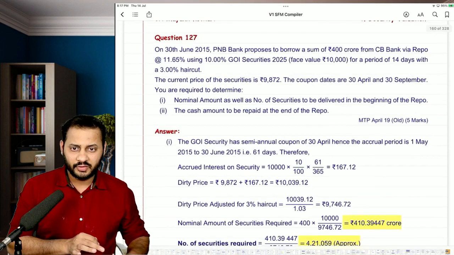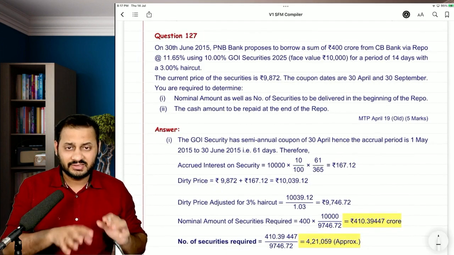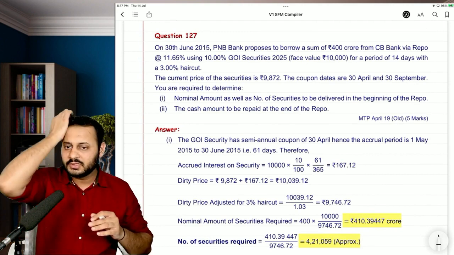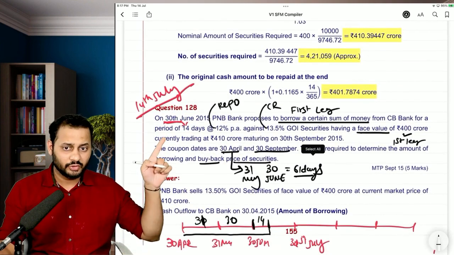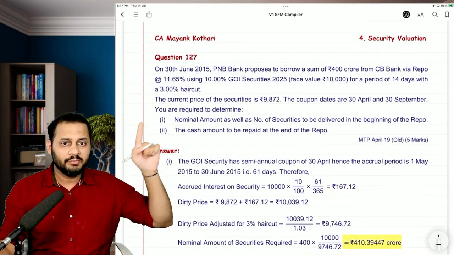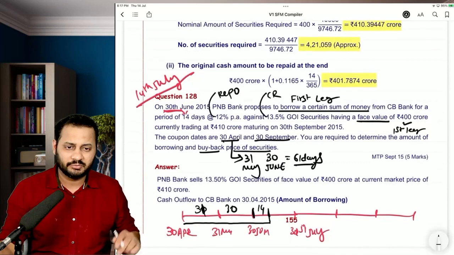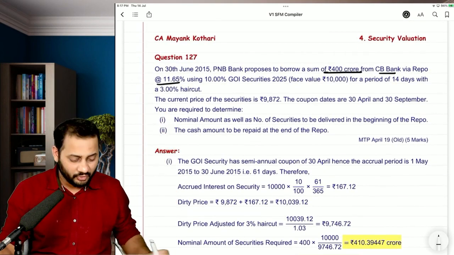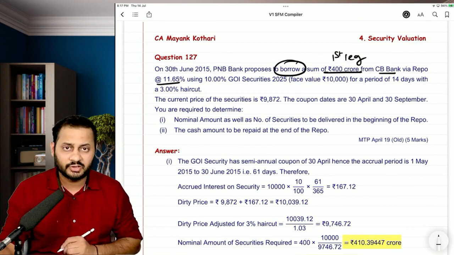Now have a look at 127. On 30th June 2015, this is a little ambiguous question, so there might be some problem. Okay, let's discuss it first. 30th June 2015, again it was also June. PNB Bank proposes to borrow a sum of 400 crore from CB Bank via repo rate of 11.65%. Similar question, but the 400 crore worth of amount is already given and we want to borrow it. This is already the first leg given in the question.